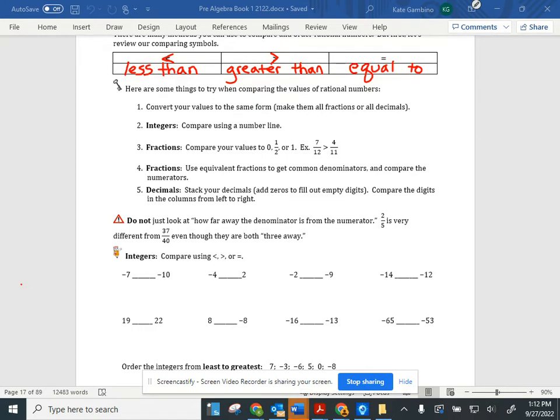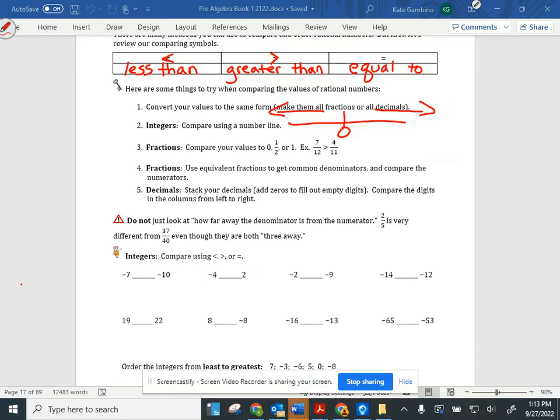Here are some things to try when comparing the values of rational numbers. One, convert your values to the same form. So put them all as fractions or all as decimals. It's going to be easier to compare them if they're the same type of number. Number two, integers. Compare using a number line. We've got our 0. So think about that number line. The farther you go to the right, the bigger the number. The farther you're going to the left, the smaller the number. So think about where it falls on that number line.